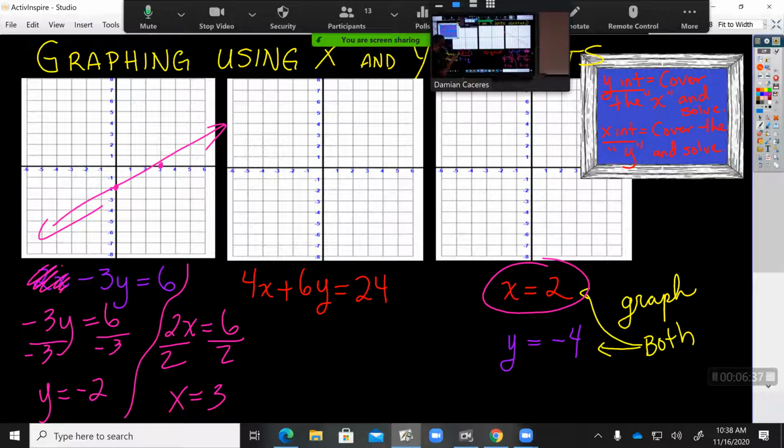On IXL, you're going to get really good at this because you get back-to-back practice. But it's not hard. As you can see, cover a letter, solve, cover a letter, solve.